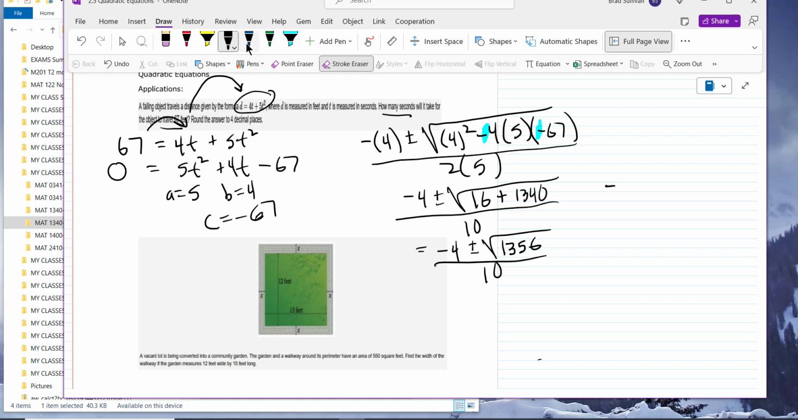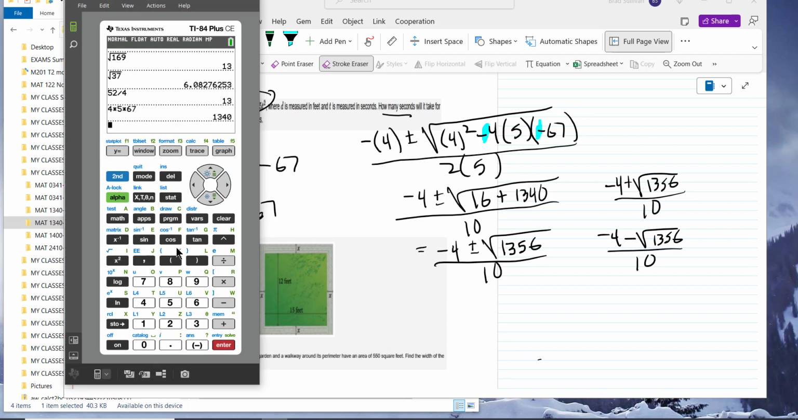I'm going to do -4 plus the square root of 1356, over 10, on my calculator. Then I'm going to do -4 minus the square root of 1356, over 10, and do that on my calculator. A good way to do this is just do it in one step on your calculator like this. Just watch how I put this in.